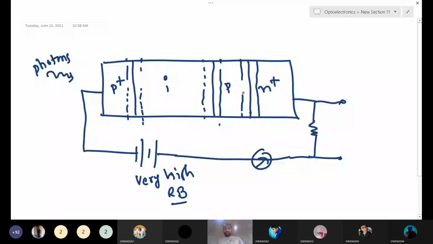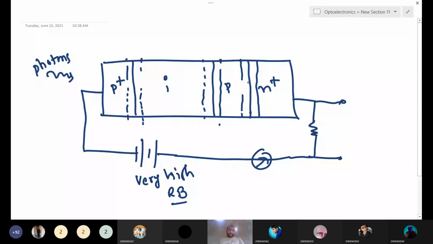This P and N plus region is the avalanche region, the multiplication region. In this region only we are multiplying the generated electrons. That is the main advantage of this region. That's why the N plus is very highly doped. So this is the simple thing.